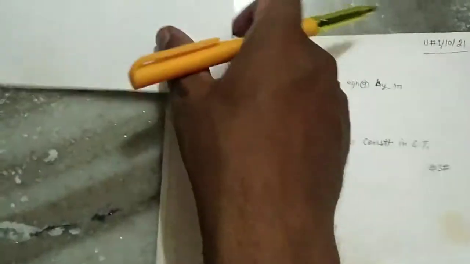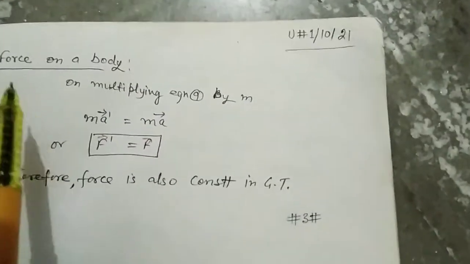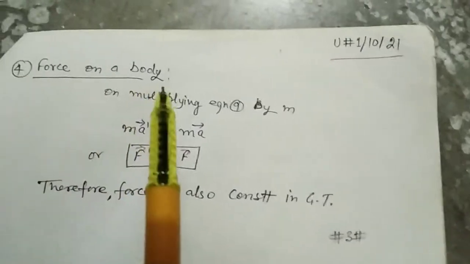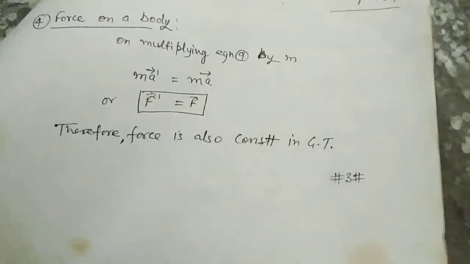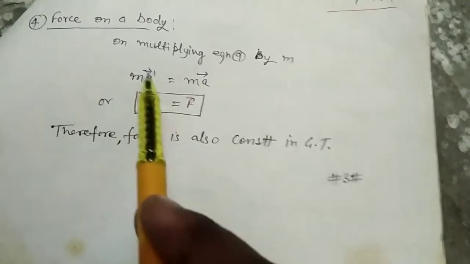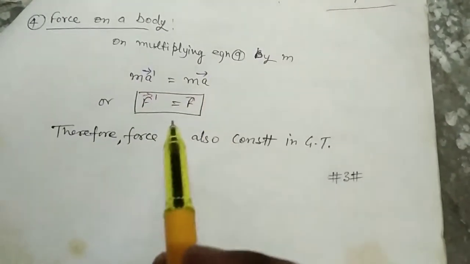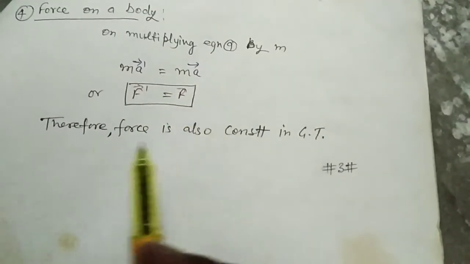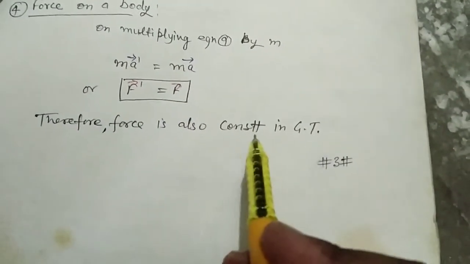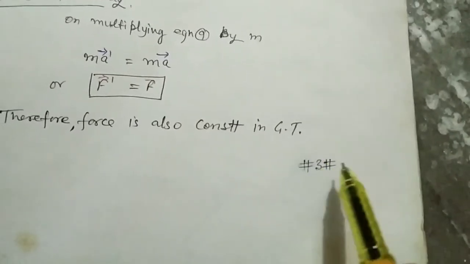Now we come to the last consequence of Galilean transformation equations, force on a body. On multiplying equation number 9 by m, we get m a dash vector is equal to m a vector, or f dash vector is equal to f vector. Therefore, force is also constant in Galilean transformations.